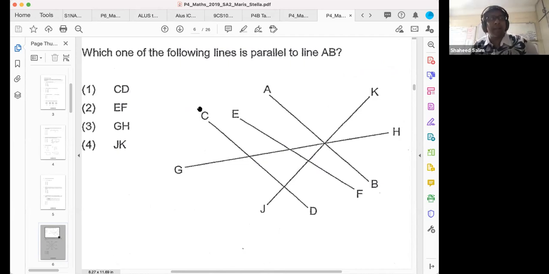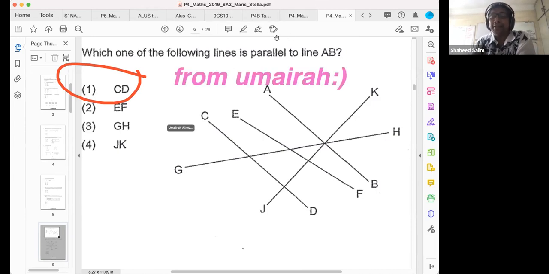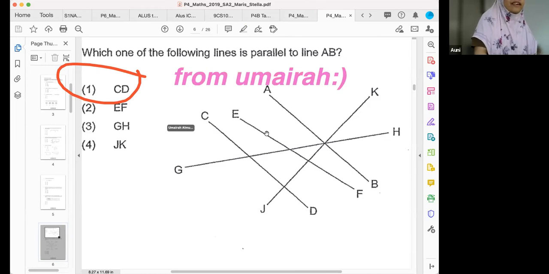Which one is parallel to AB? Anyone? Amara, what about you? Come over, Amara. Yes, Miss Amara, this is the captain speaking. CD, Umaira says. Let us see whether she's correct. I think Kakak is correct. I say it's GH.